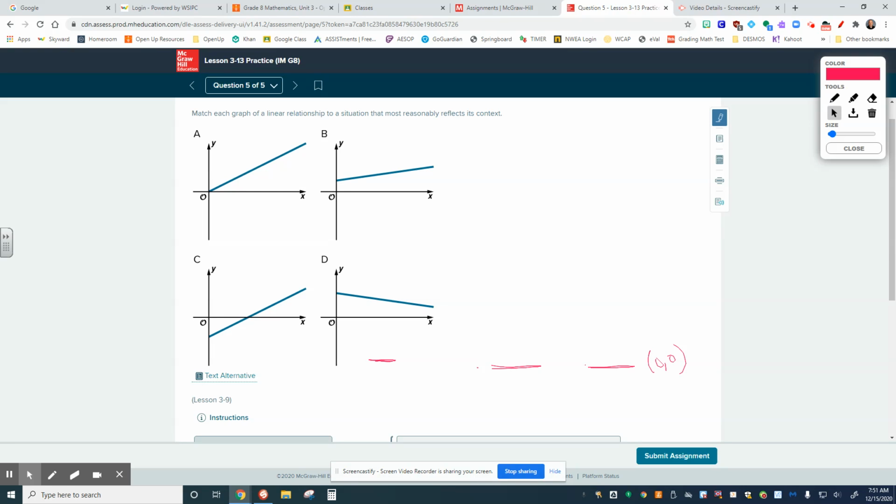When we're talking about the kitten, obviously it can't be right here because kittens don't start with a negative birth weight. Think very, very thoughtfully about each of these situations, and I think it will make sense for you.